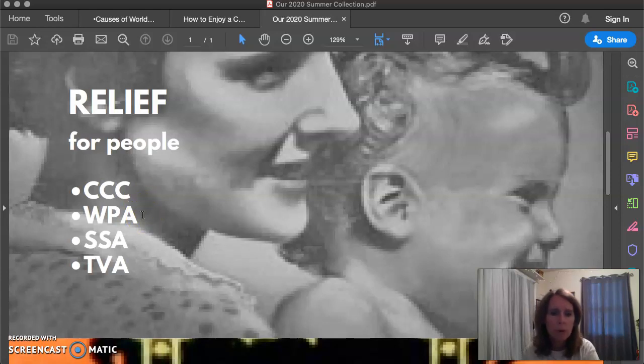The WPA, Works Progress Administration. This organization went a little bit farther, and this reached out to people who were married, to people who were artists, who weren't able to do the manual labor required by the CCC. And so this organization sought to create jobs for those people. Some of the jobs that were created were a little bit ridiculous. For instance, counting dogs. That was a job, and you could get paid for it.